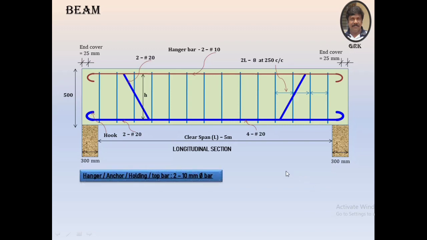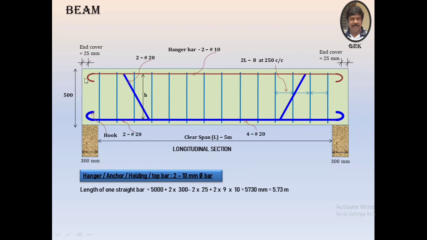Now let us try to find out the quantity of the top rod required, which is of 10 mm diameter. We have got only 2 bars, the number of bars is 2, the diameter of the bar is 10 mm. So 10 mm diameter will have a different weight per meter run. It will be around 0.62 kg per meter, that is 620 grams per meter length.